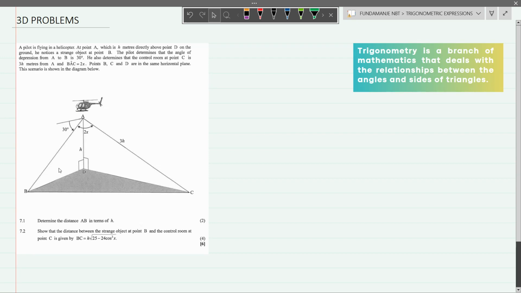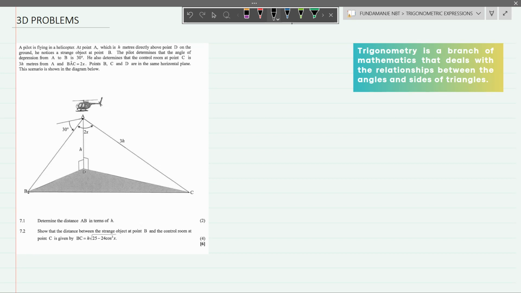Basically, we are trying to determine the distance of AB in terms of h. So you'll always be given this long scenario. It's important to read it, definitely. So that's what we're going to start by doing. A pilot is flying in a helicopter at point A, which is h meters directly above point D. So directly above point D shows us that it's a straight line. He notices a strange object at point B. The pilot determines that the angle of depression from A to B is 30 degrees.